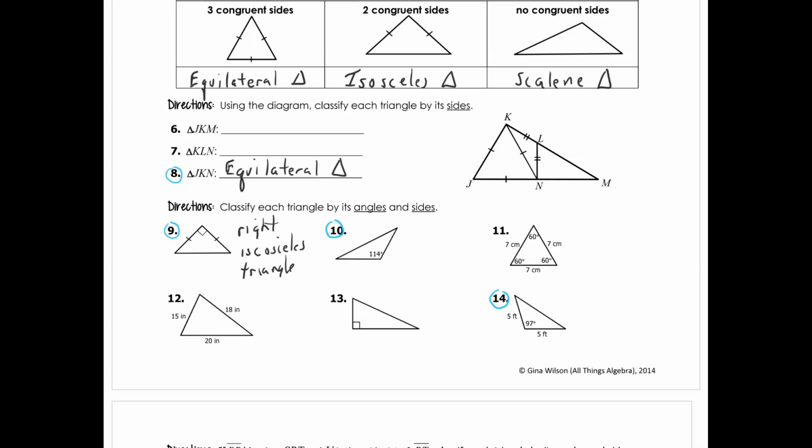All right. Number 10, we've got an angle that is 114. That makes it more than 90. That's an obtuse. So as far as the angle part, it's obtuse. And as far as the sides, again, we're going to use that assumption that if we're not told that it's the same, we have no reason to think it's different. We're going to say it's different. So this is going to be obtuse scalene.